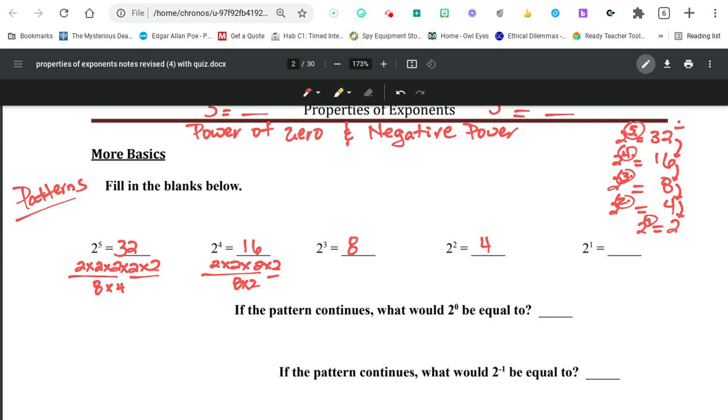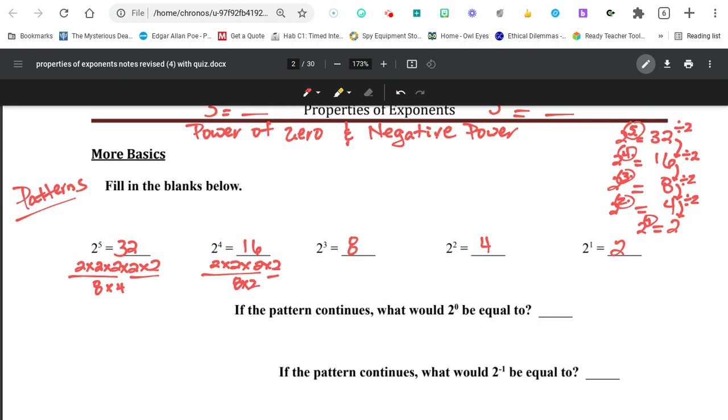Well, I'm dividing by my base. My base is 2. I'm dividing my answer by my base to get to the next smallest exponential power, okay? So my base was 2. 32 divided by 2 is 16. What is 16 divided by 2? 8. What is 8 divided by 2? 4. What is 4 divided by 2? 2.